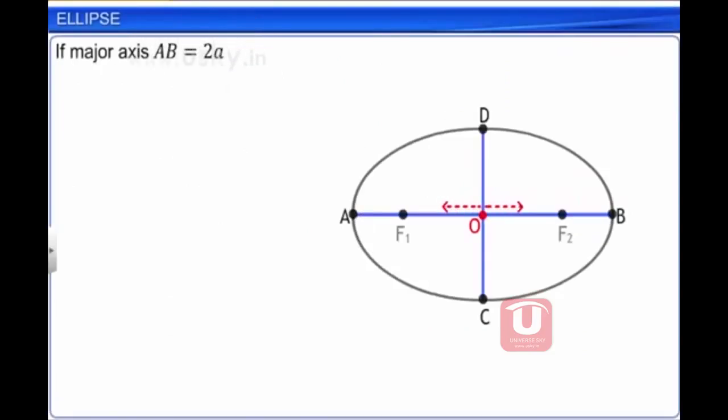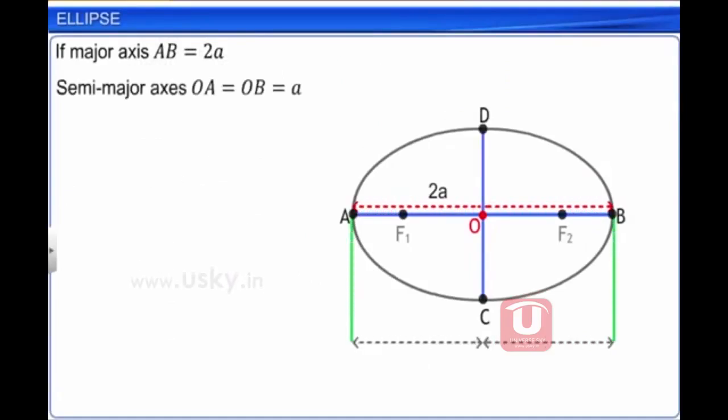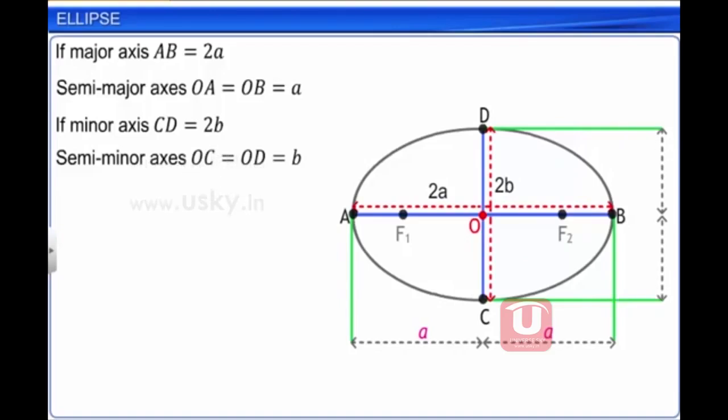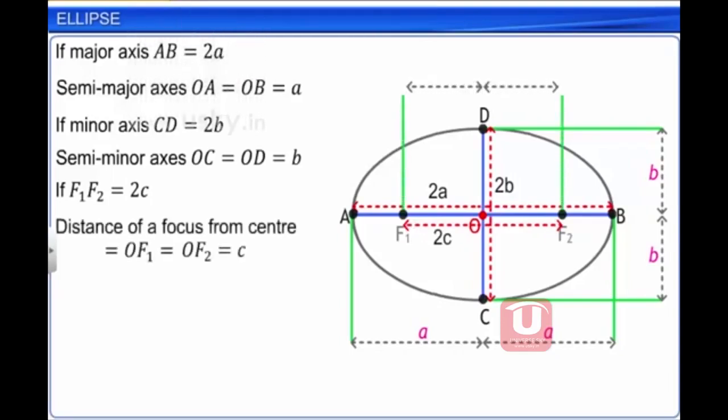If the length of the major axis of an ellipse is 2a, the length of each of its semi-major axes is a. Similarly, if the length of the minor axis of an ellipse is 2b, then the length of each of its semi-minor axes is b. Also, if the distance between the two foci of an ellipse is 2c, the distance of either focus from the center of the ellipse is c.